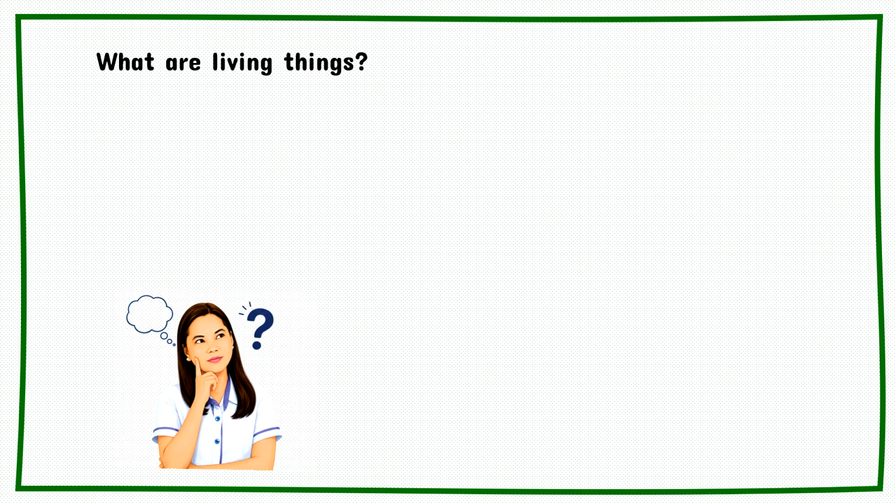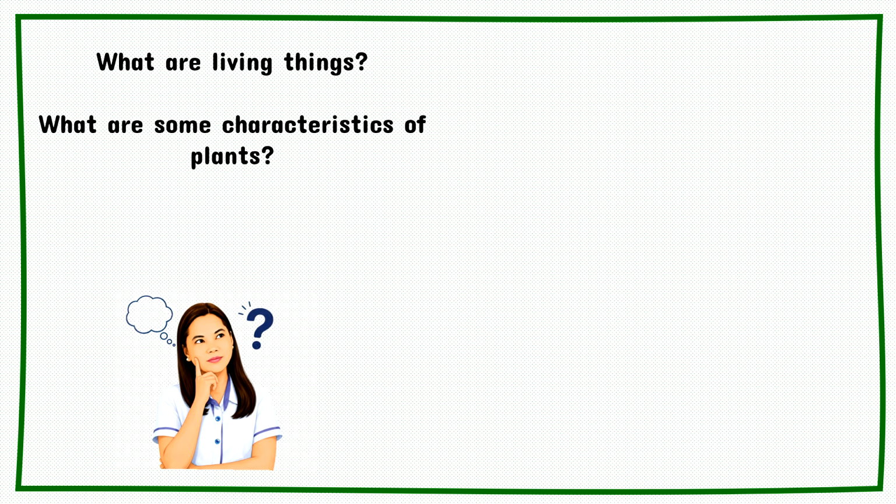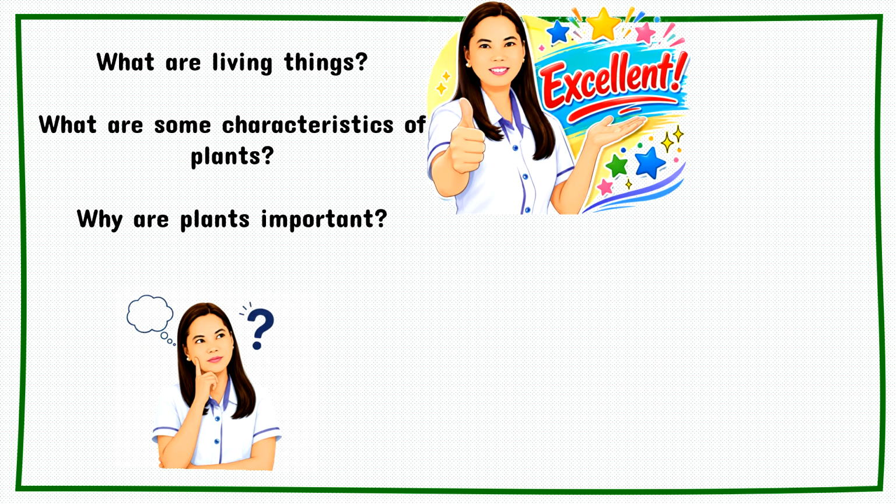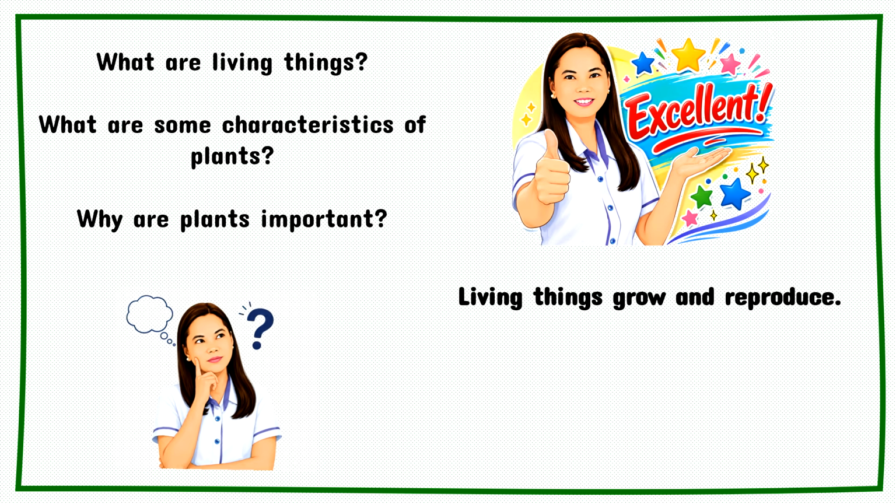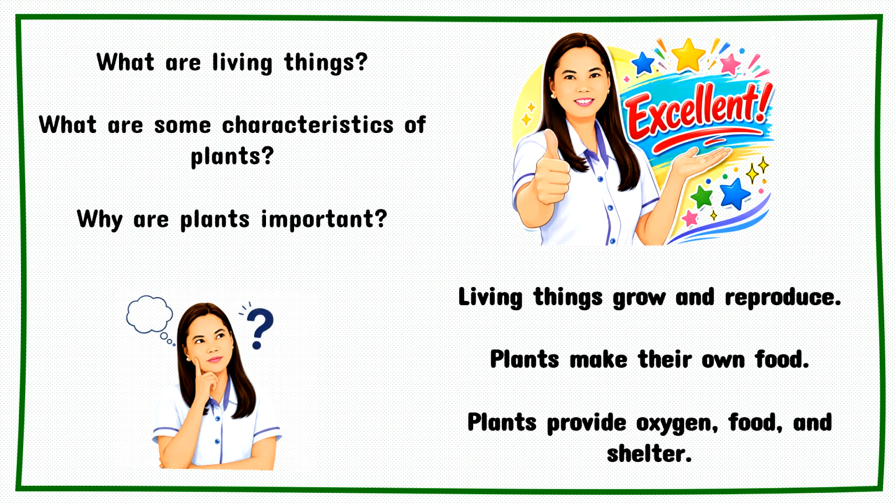What are living things? What are some characteristics of plants? Why are plants important? Excellent. Living things grow and reproduce. Plants make their own food. Plants provide oxygen, food, and shelter.